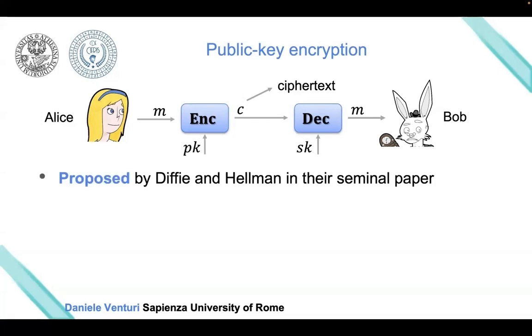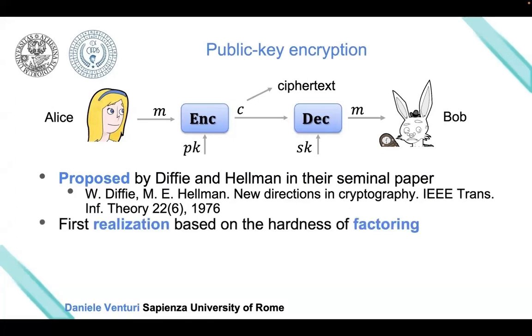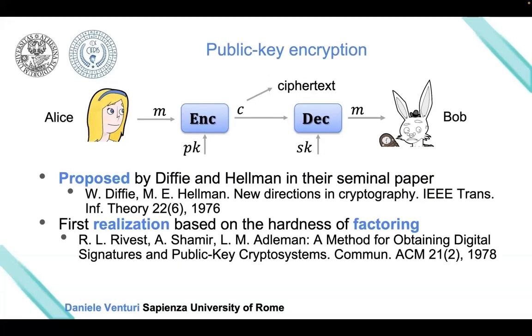This concept was a kind of big revolution in cryptography, and was proposed originally by Diffie and Hellman in the seminal paper New Directions in Cryptography. It was around the 70s, because it was the first proposal for achieving message confidentiality without Alice and Bob sharing a key first, so talking over a public channel without sharing a key beforehand. And the first realization of this was based on the hardness of factoring, and this is the basic and very famous cryptosystem by Rivest, Shamir, and Adleman 2 years later.